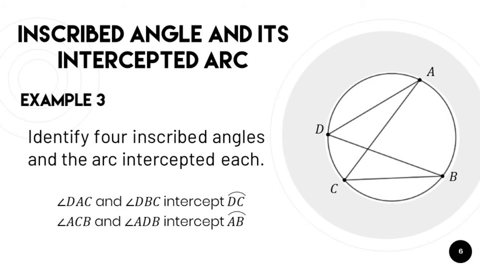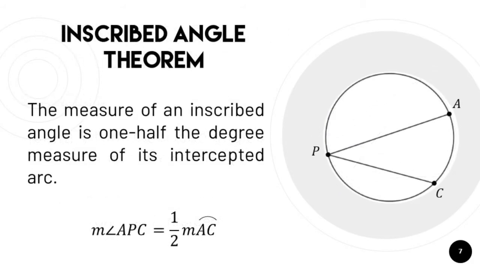Angle DAC and angle DBC intercept arc DC, while angle ACB and angle ADB intercept arc AB. Just like the central angle, the measure of an inscribed angle can be determined by its intercepted arc. The following theorems will tell us how the measure of an inscribed angle is related to the measure of the intercepted arc. Inscribed angle theorem. The measure of an inscribed angle is 1/2 the degree measure of its intercepted arc.